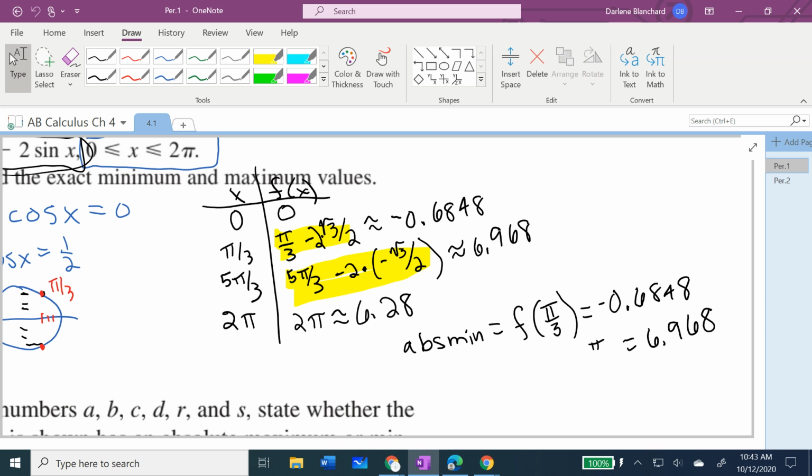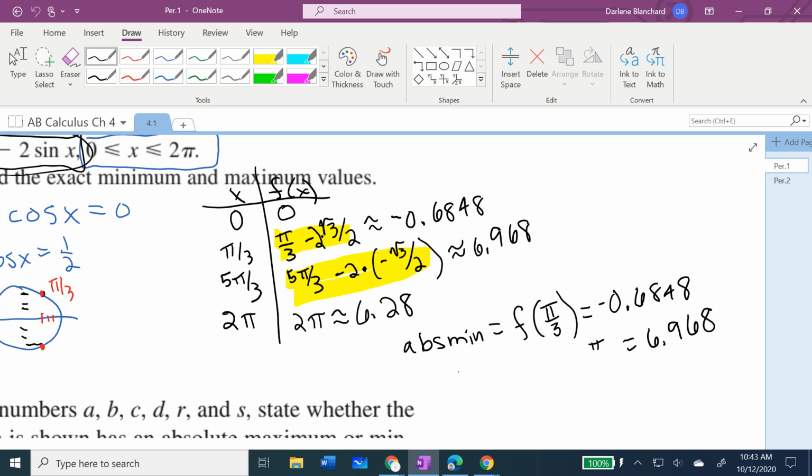And it looks like I did not finish writing my answer, or I accidentally erased it. I think I probably accidentally erased it. So absolute maximum happened at 5 pi over 3. But what's important is the actual y value.